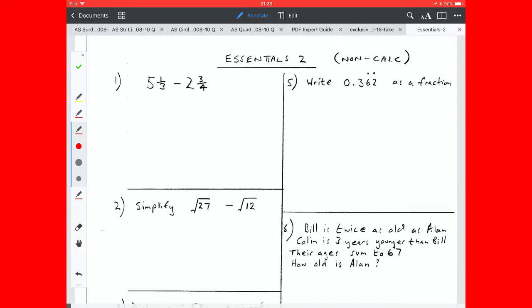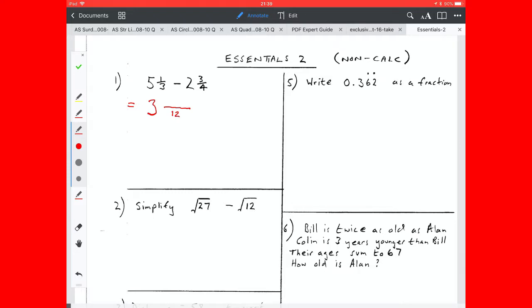Question 1. 5 1/3 minus 2 3/4. We begin by subtracting the whole numbers. 5 minus 2 is 3. Now we want a common denominator for the fractions. A common denominator for 3 and 4 would be 12.